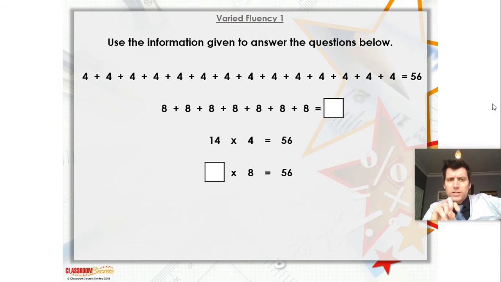Okay, now, what I've just said then, what can I tell you here? I can tell you that 4 plus 4 plus 4 plus 4 plus 4 plus 4 plus 4 plus 4 plus 4 plus 4 plus 4 plus 4 plus 4 plus 4. So 14 lots of 4 is 56.